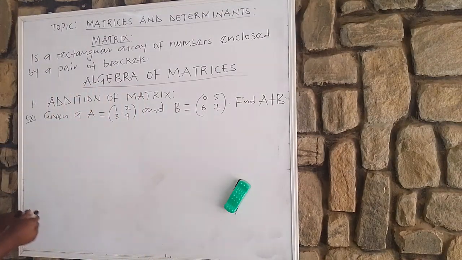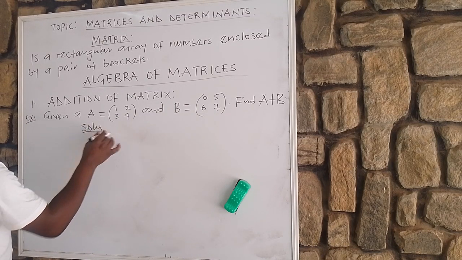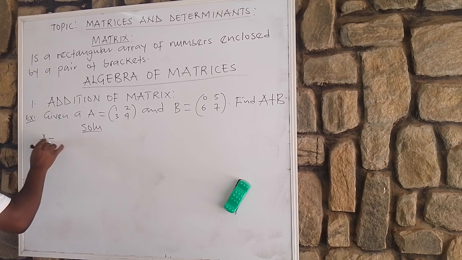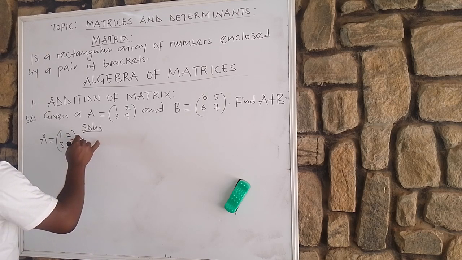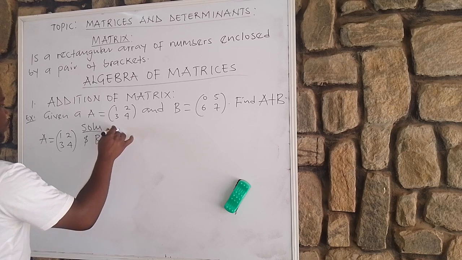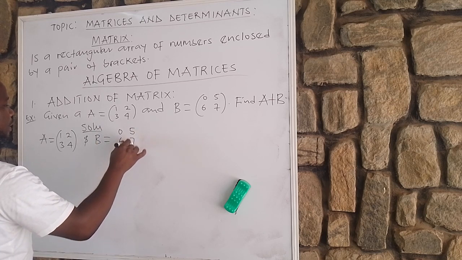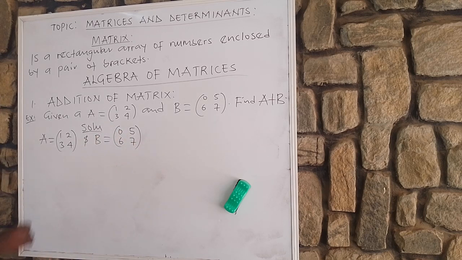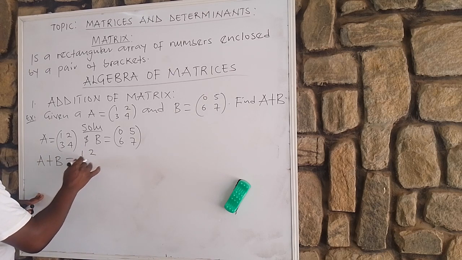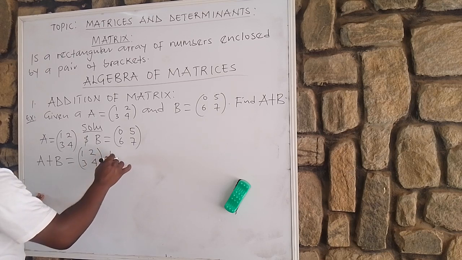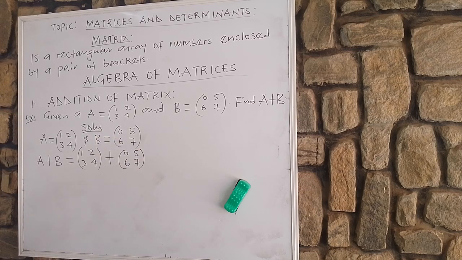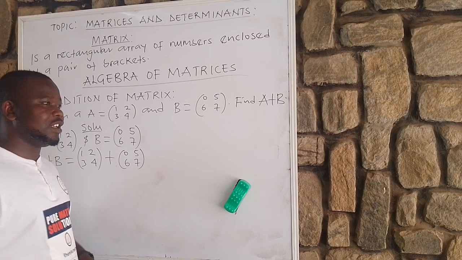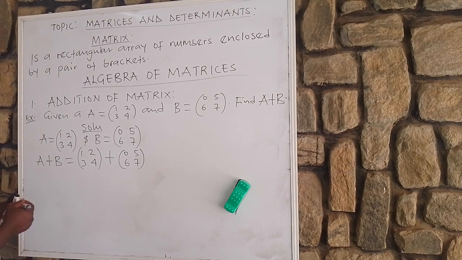Is that clear? So now what you need to do is write the solution. Matrix A is equal to 1, 2, 3, 4, and B is equal to 0, 5, 6, 7. Then A plus B will now be equal to matrix 1, 2, 3, 4 plus matrix 0, 5, 6, 7. So for us to add this, is that clear?